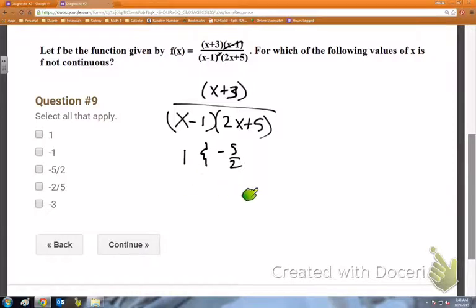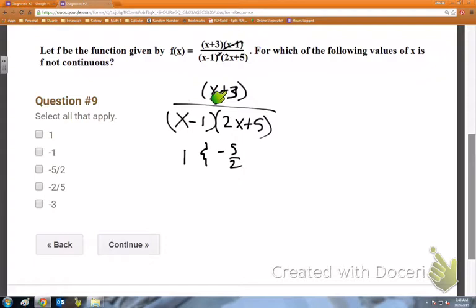So we have two places where it's not continuous because these are both vertical asymptotes. Even if this one canceled out and it was a hole and it wasn't left on the bottom, it still would not be continuous there because a hole is still a place where the function does not exist. So you would still have to include all of the holes as possible places where it's not continuous as well.